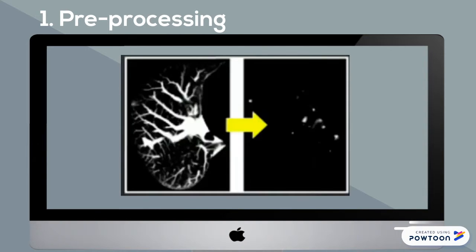Here, we can see an image of a lung. The image is processed so that only the tiny nodules and dots remain. These nodules can either be normal or cancer.